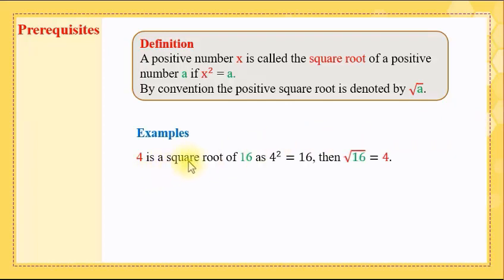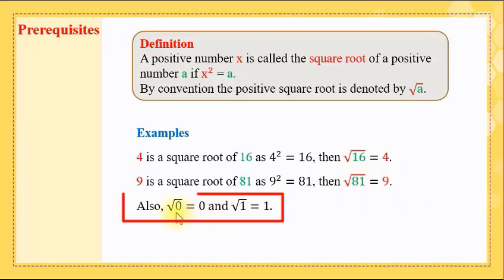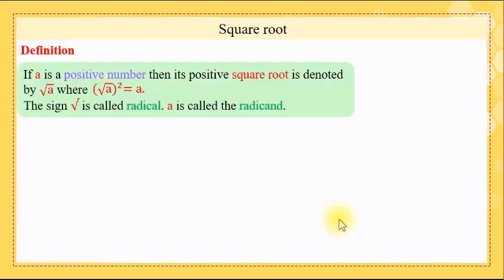Here, 4 is the square root of 16, as 4 power 2 equals 16, then we can write radical 16 equals 4, or square root of 16 equals 4. Also, 9 is the square root of 81, as 9 power 2 equals 81, then square root of 81 equals 9. Keep in your mind, radical 0 equals 0, and radical 1 equals 1.